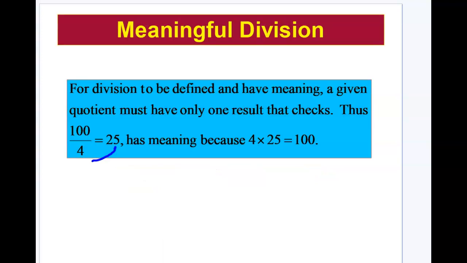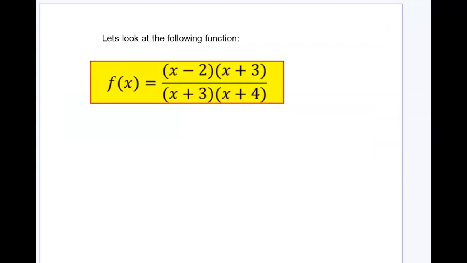Okay, for meaningful division, when you were taught division back in elementary school, for division to have meaning, there was one result that checked if you divided two numbers together. So for example, 100 divided by 4 equals 25 has meaning because 25 times 4 is equal to 100.